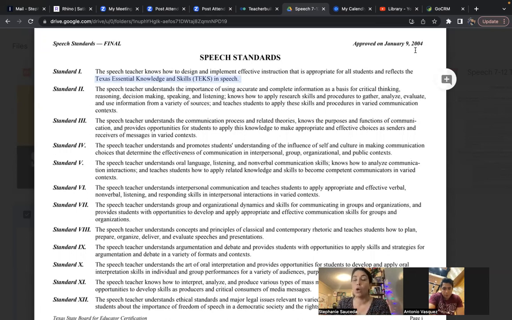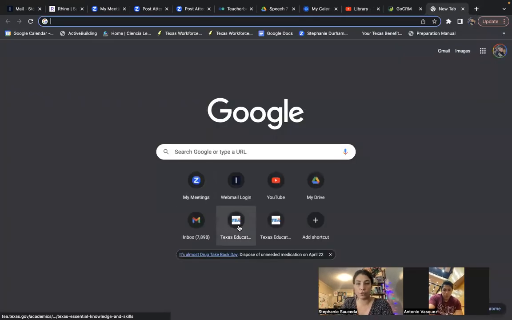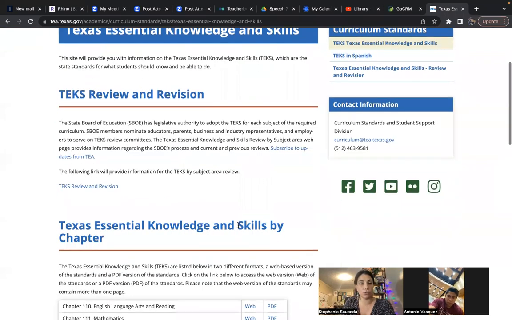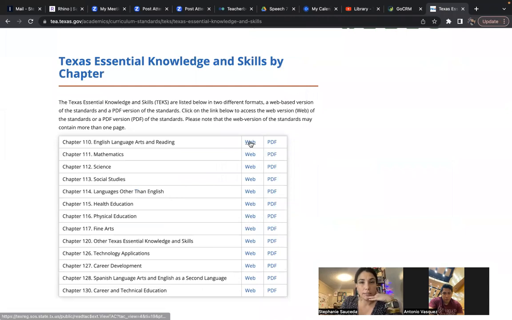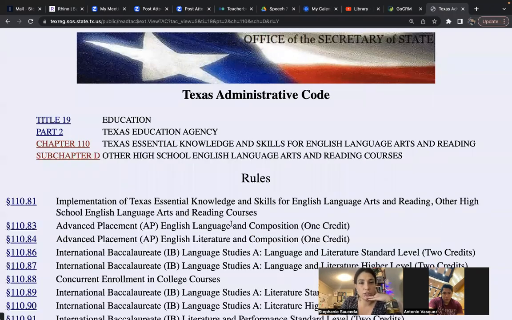And so standard one right up front refers to your ability to create effective instruction utilizing those TEKS, utilizing your knowledge of the particulars that the students are responsible for. So let's go to the other thing that is used, and we'll see where it's at. I believe it's in the English.